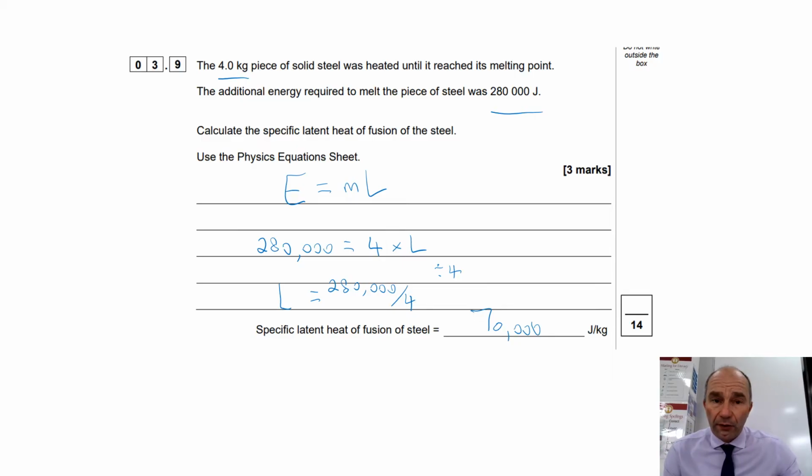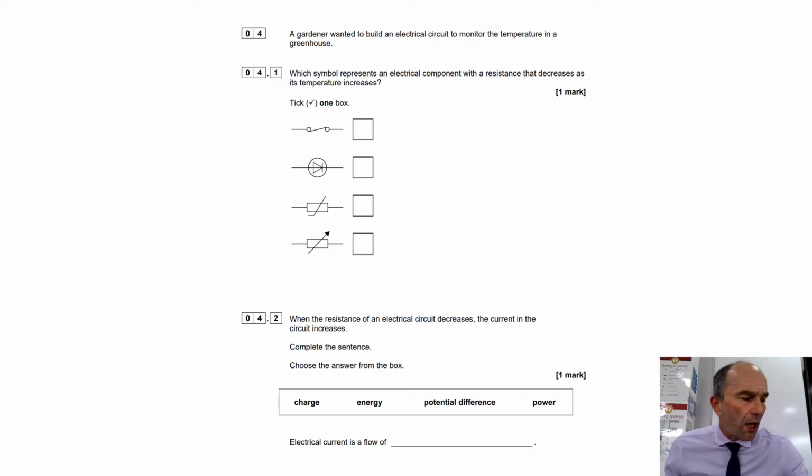But essentially with this question, you don't get a mark for getting the formula, but you do get the first mark for substituting numbers in correctly. The second mark for the rearrangement, getting L by itself, the latent heat of fusion, and then of course the third mark is getting the answer correct. And that's the end of that particular question.